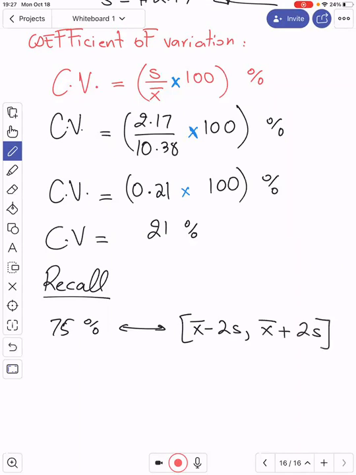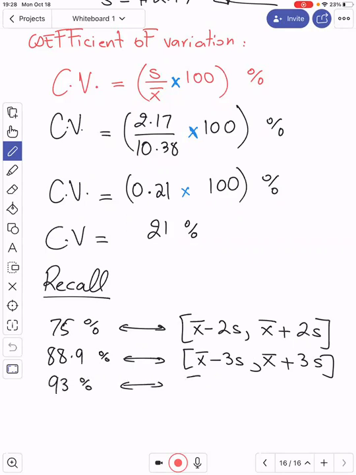If you have 88.9% in the problem, meaning you're looking for an interval with at least 88.9% of the values falling in it, then the interval would be X bar minus 3S, X bar plus 3S. If you want a 93% interval, that'll be X bar minus 4S, X bar plus 4S.